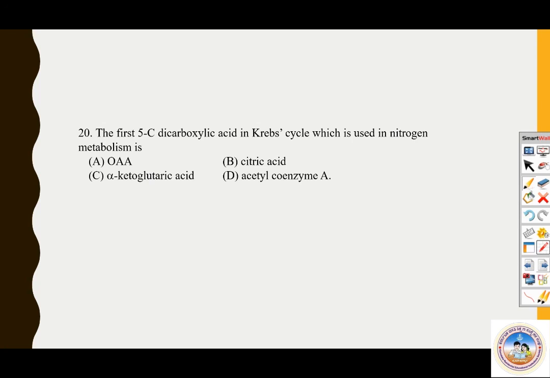20th question. The first 5 carbon dicarboxylic acid in Krebs cycle. Children, keep this in your mind. It is alpha ketoglutaric acid. So your alpha ketoglutaric acid is usually your 5 carbon compound, which is usually present in your Krebs cycle. Am I clear to you? And it is also used during your nitrogen metabolism. Okay? Moving ahead.